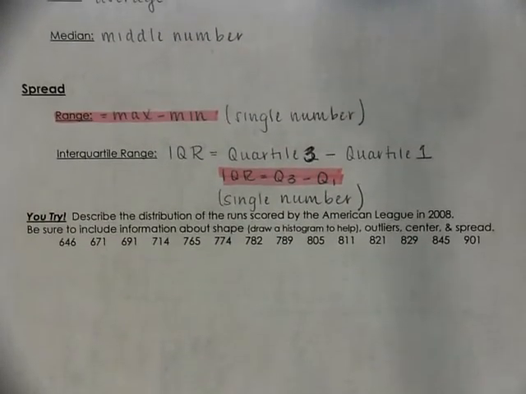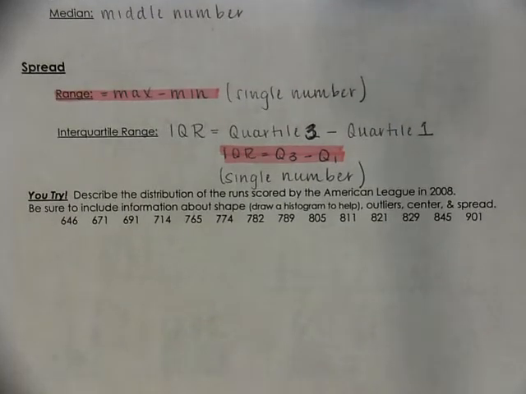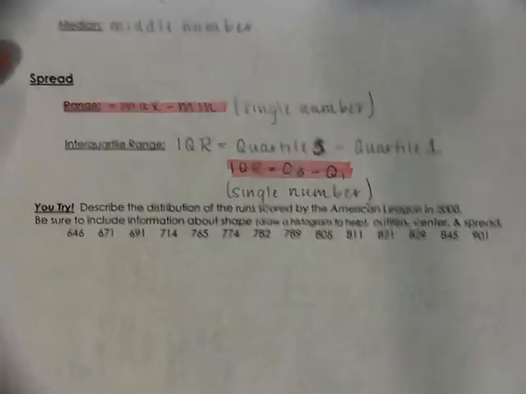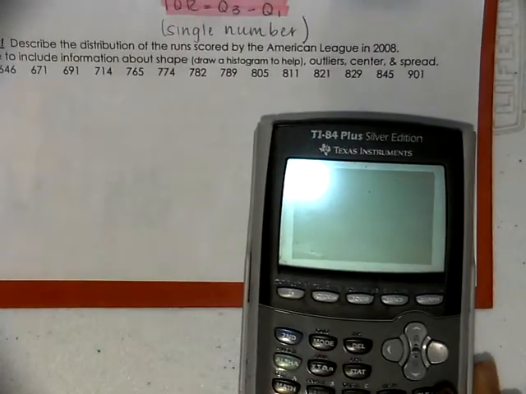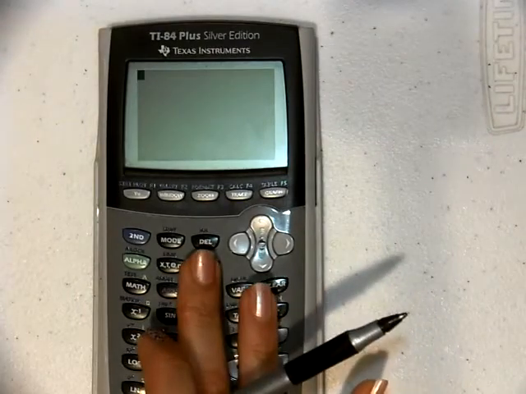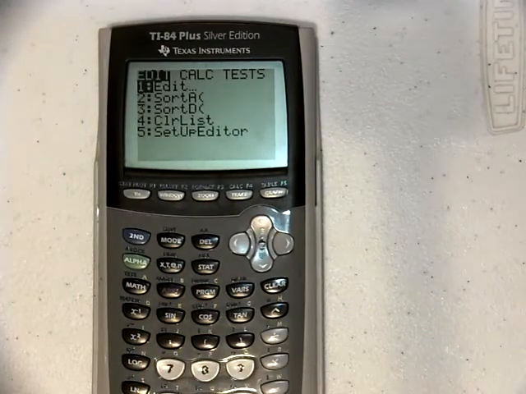Okay, so I think it would be good to do this next one together. So let me show you how we're going to type this in our calculator, and let me show you how we would describe the distribution for this one. So let's go ahead and type this data into our calculator. In order to type this data into our calculator, you need to go to Stat and then Edit.